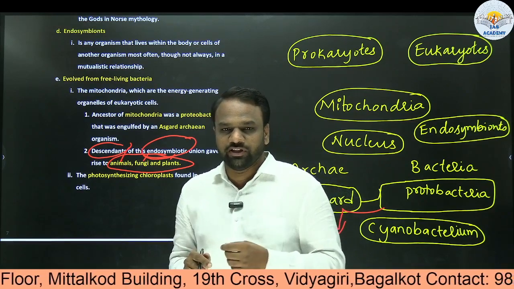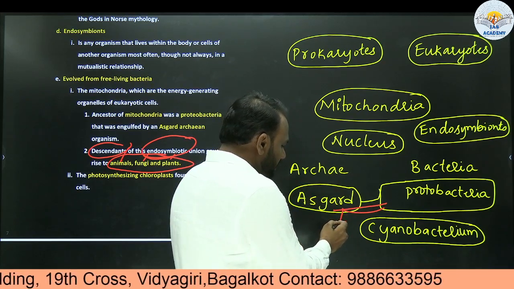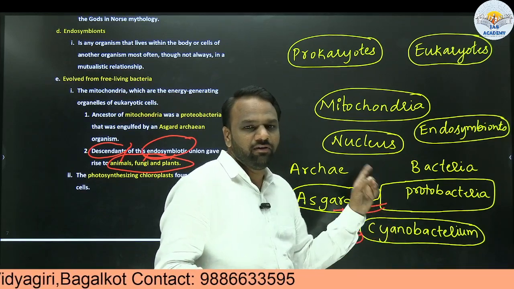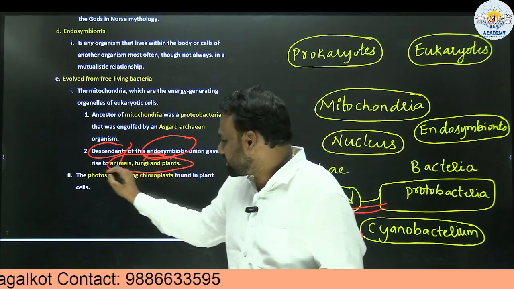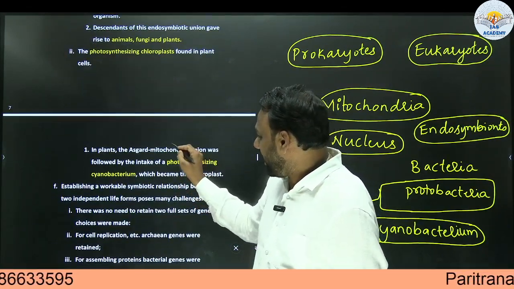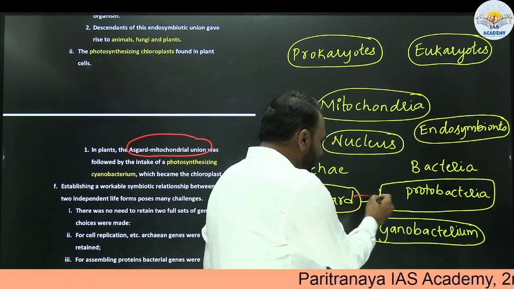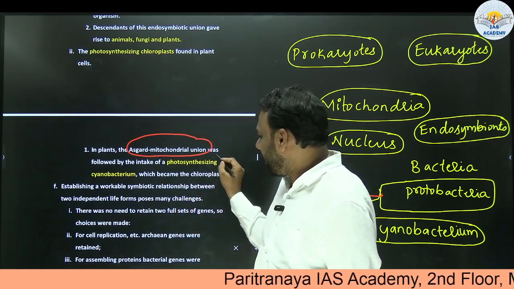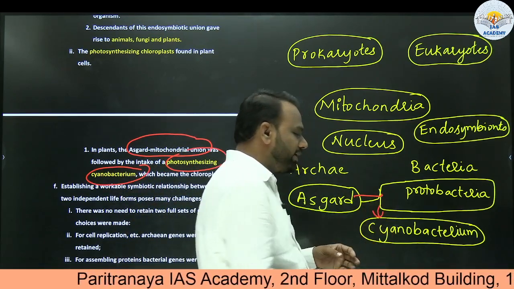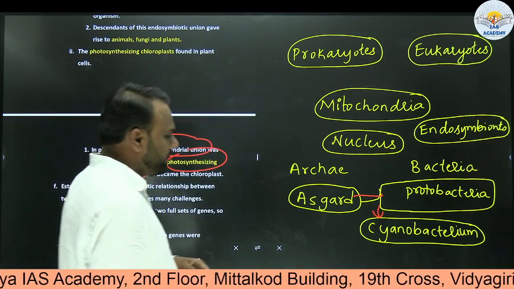And again, a special feature in plants: plants require photosynthesis. So once this endosymbiotic relationship was established, later on they again consumed cyanobacterium, because this cyanobacterium is involved in photosynthesis. So photosynthesizing chloroplasts are found in plant cells. How did it occur? This Asgard and mitochondrial union had already taken place. After this union, they again took photosynthesizing cyanobacteria, and because of this, plants were able to synthesize chloroplast. Okay, chloroplast.